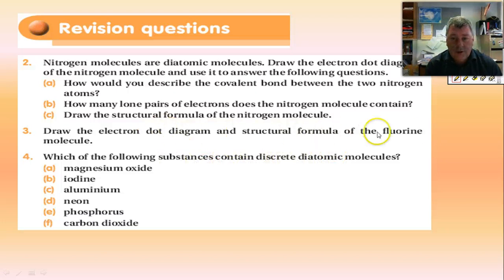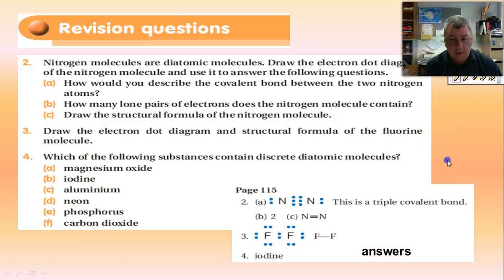Draw the electron dot diagram structural formula for fluorine. I've already given it to you. Which of the following substances contain discrete diatomic molecules? For them to be molecules, they've got to be non-metals, bonded, and you've got to have more. So anything that's ionic, for example magnesium oxide, doesn't have molecules. So think about what all these are in terms of our classifications and whether they have molecules or not.